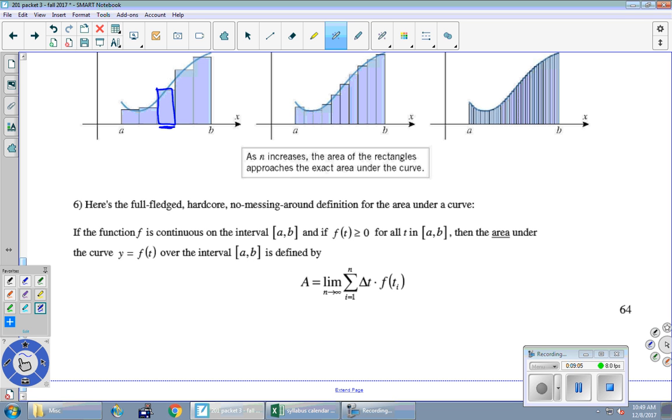Daniel? Yeah, the same formula for delta t we came up with last class. We're not going to actually end up using that b minus a over n, but yes, that is what it is. Okay, so next page.